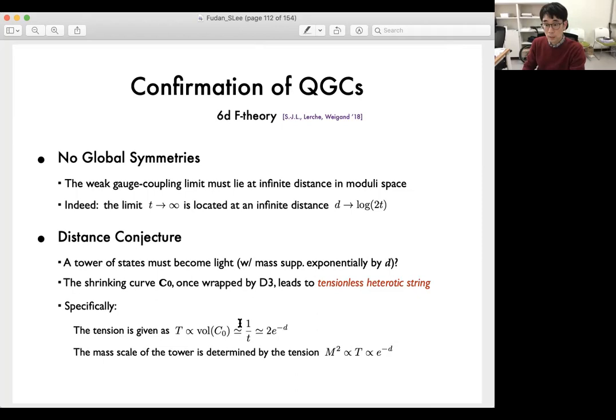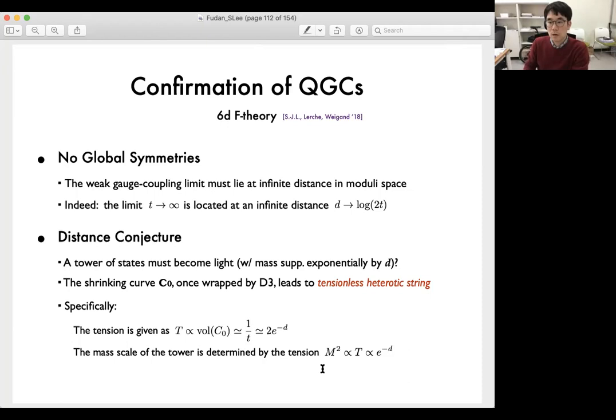which, if you recall the geometric claim, is precisely 1 over T in the limit. And this, in terms of the distance, is e to the minus d. And therefore, the mass scale of the tower is exponentially suppressed as predicted.